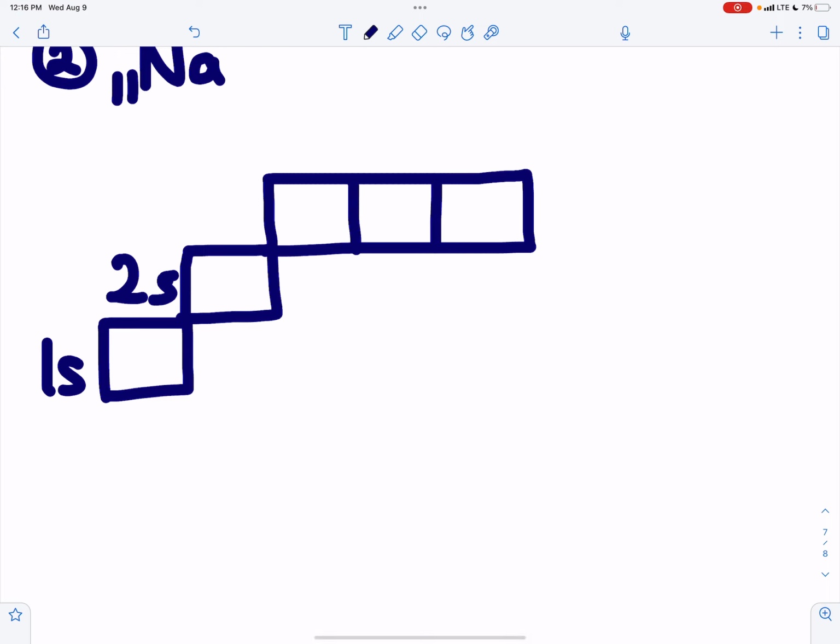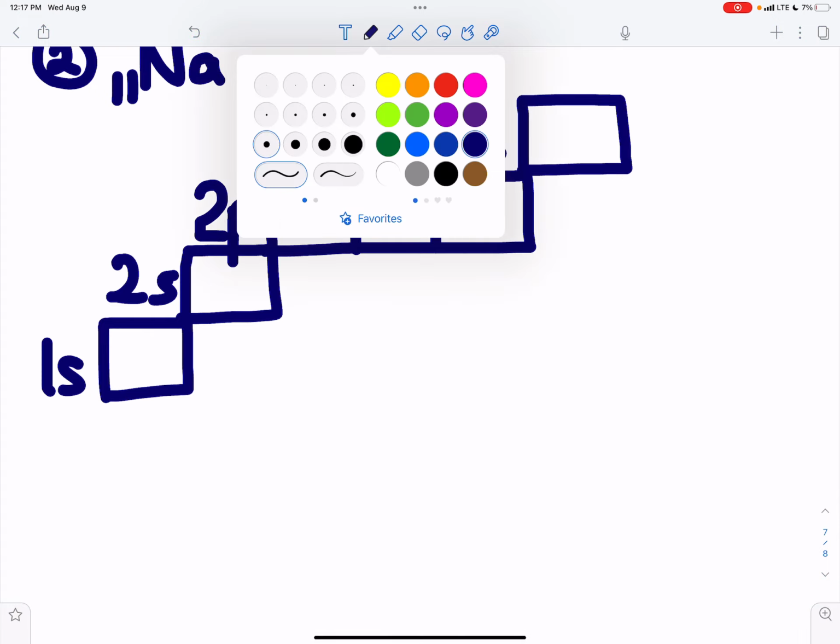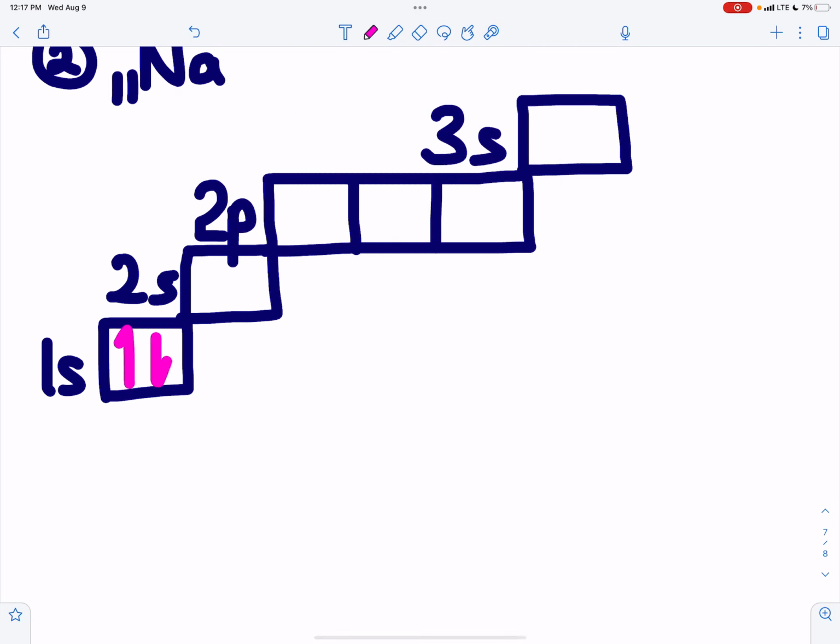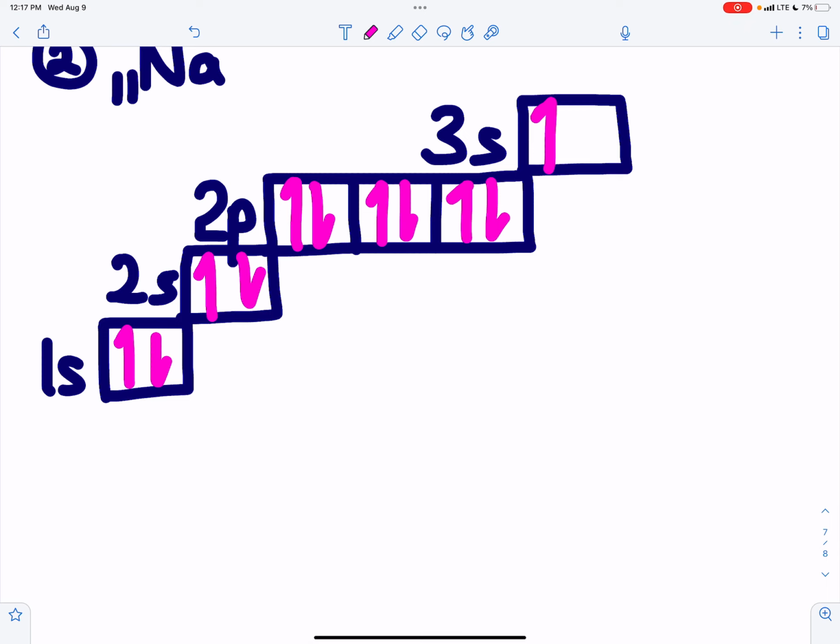1s2, 2s2, 2p, then what? 3s. So let's fill the electrons. 1s2, 2s2, 2p6, and what? 3s1. That's how the 11 electrons in sodium are arranged in its shells and orbitals.